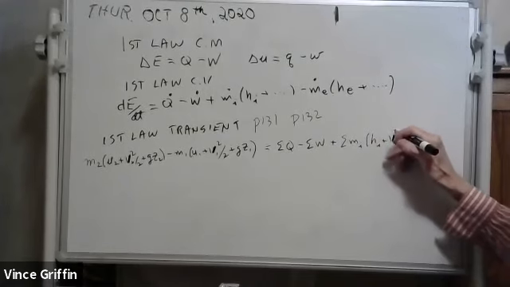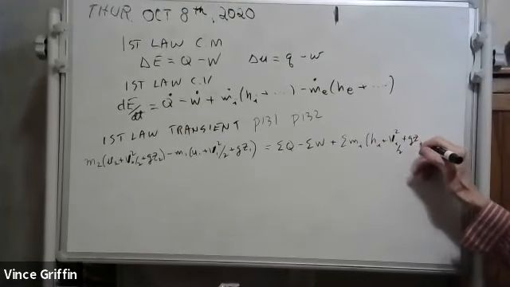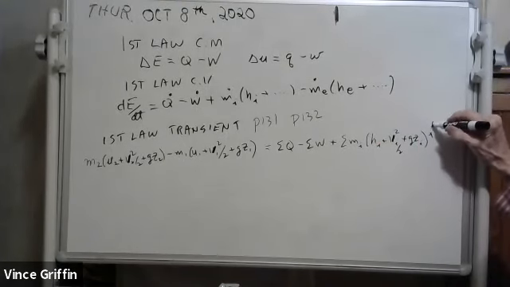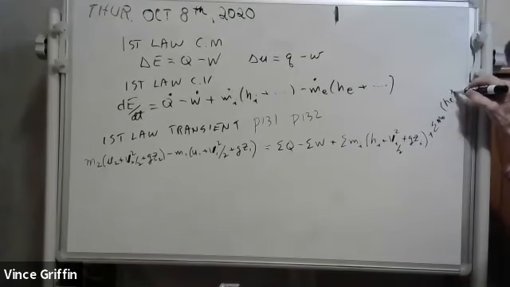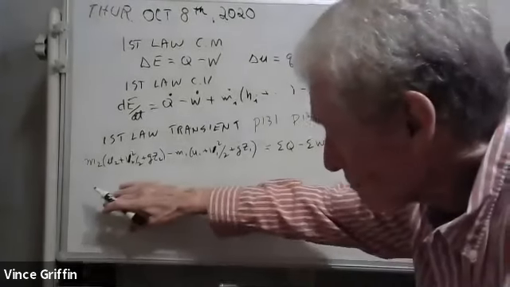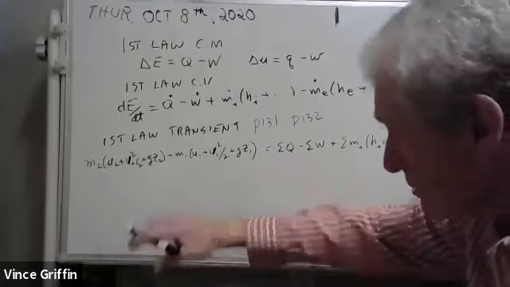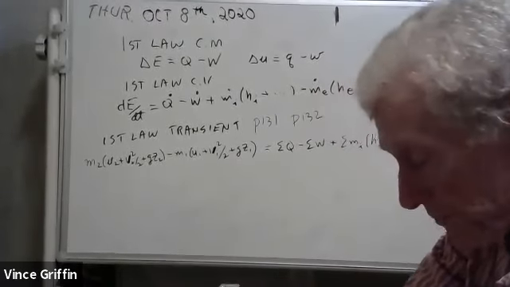I'm running out of room here. We'll squeeze it in here somehow. I'll just get lazy and go like that. This is a pretty hairy looking thing. It's pretty long and hairy. There it goes. That's the first law for transient problems.